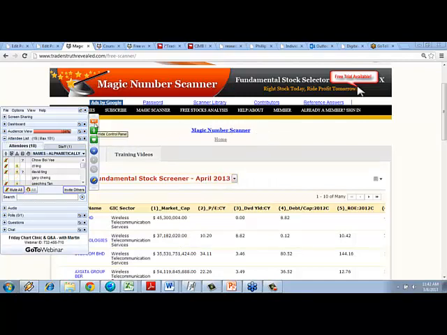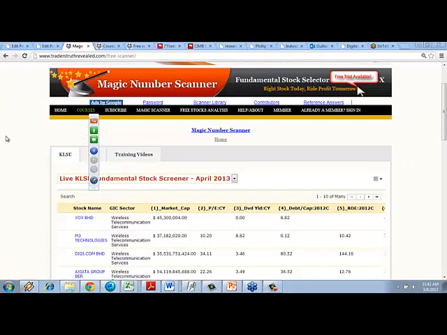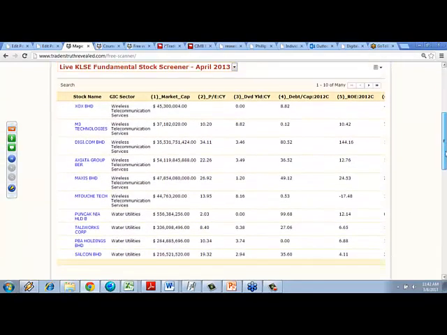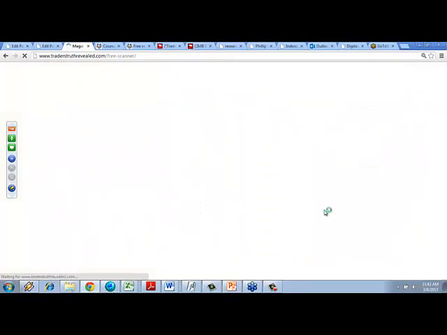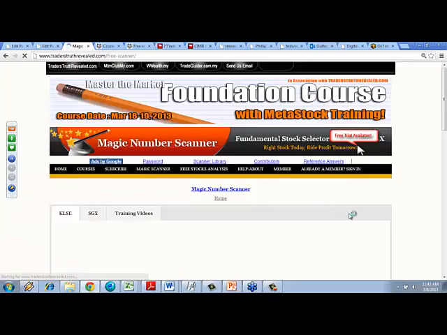So this is the one. I hope you can hear. So this is the magic scanner in here. If you have access to it, it is part of the premium membership. You can sign up. Let me just refresh this again. You can look at it.